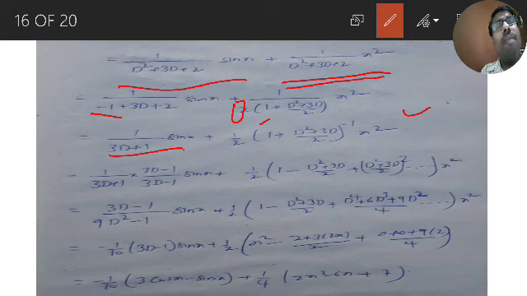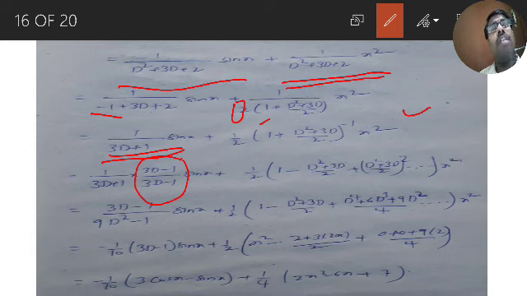Now the denominator contains only D, but the second method tells us you have to replace D square by minus a square. So we need D square. There is no D square, so that's why we rationalize the denominator: multiply and divide by (3D minus 1). That is 1 by (3D plus 1) into (3D minus 1) by (3D minus 1) into sin x.